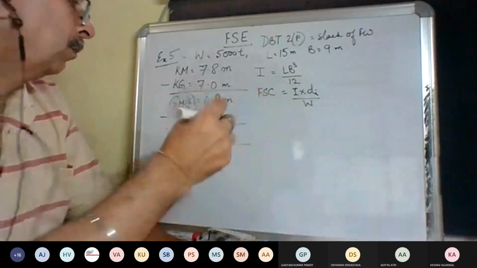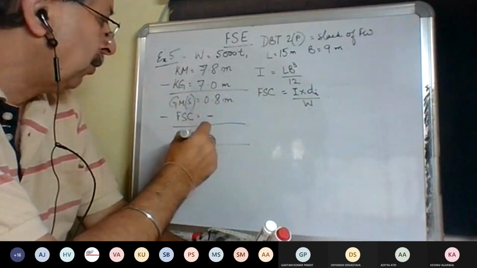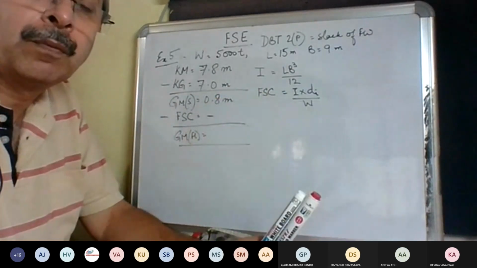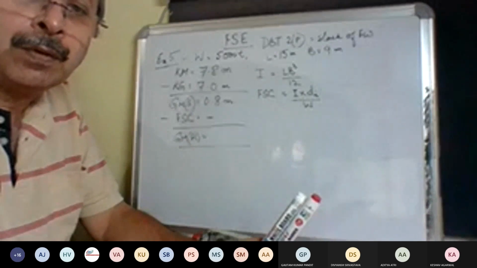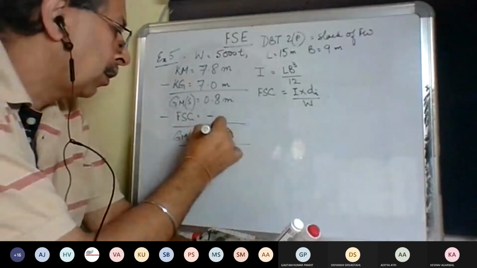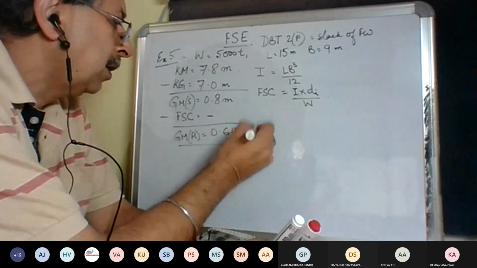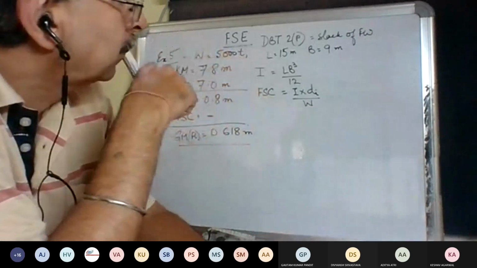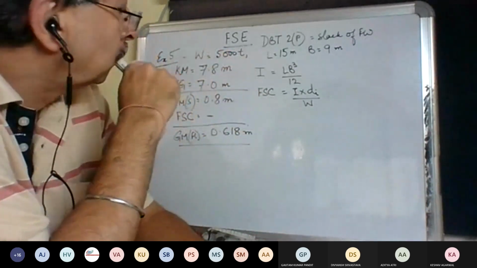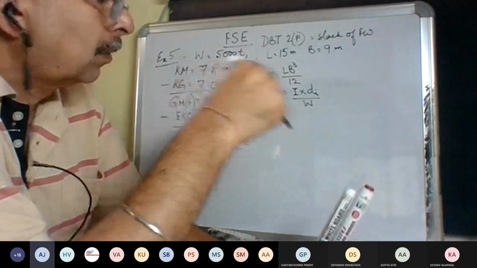0.618 meters, sir. This is your GM fluid, correct? Yes, sir. 0.618 meters. Is everyone getting the same? Yes, sir.